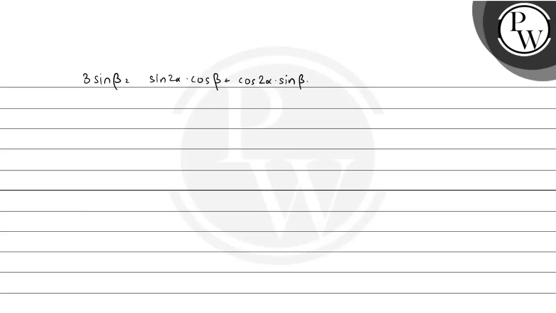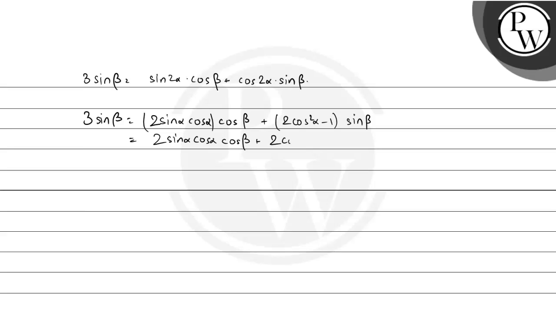So we obtain this as 3 times sine of beta is equal to 2 sin alpha cos alpha times cos beta plus, and this cos 2 alpha we'll rewrite as 2 times cos square alpha minus 1 times sin beta. This becomes 2 sin alpha cos beta plus 2 cos square alpha sin beta minus sin beta. This is equal to 3 sin beta.